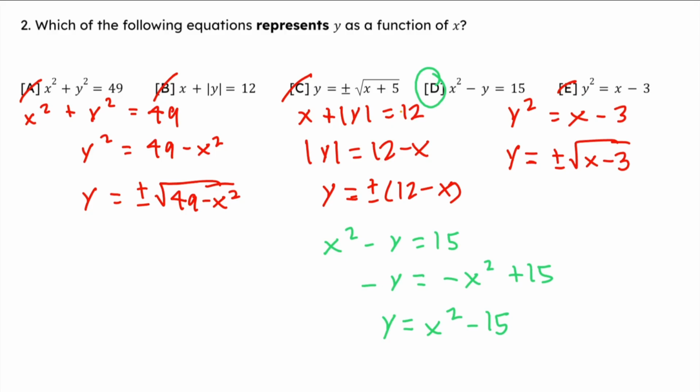Now, for a little shortcut for these problems, you could have answered this problem in 5 seconds. I'm going to show you how.